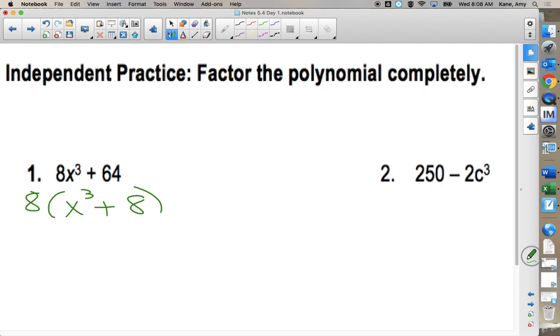First question we always ask ourselves with factoring is, what is the GCF? And that second one, pull out a negative 2. Pull out a negative 2, that makes us have a positive C cubed. It's nice to have the variable be positive when you're factoring. Don't forget that GCF in your factored form.